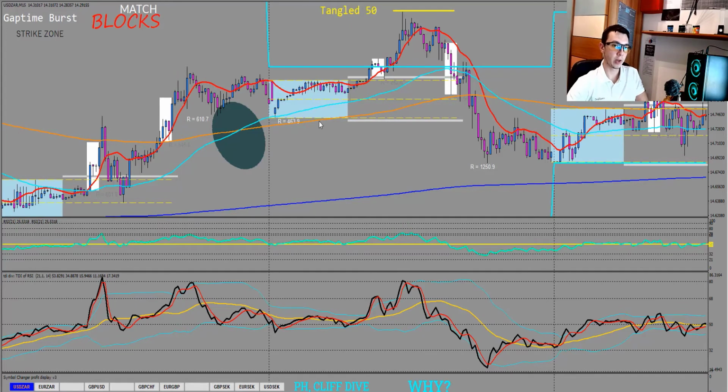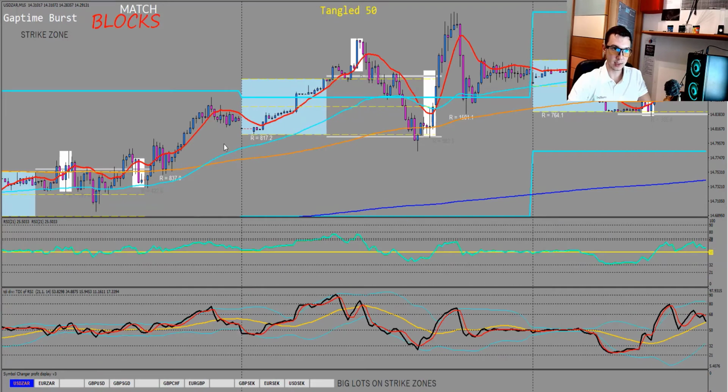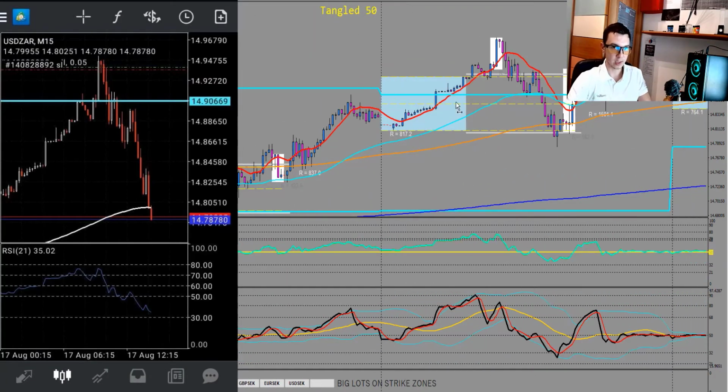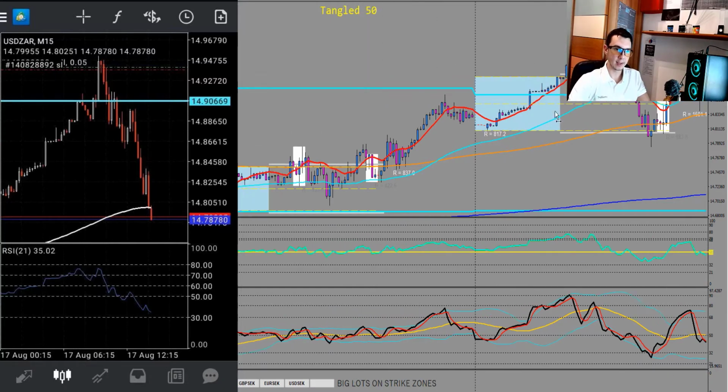However, don't trade everything, guys. You need to be selective about what you trade. And the second trade I want to talk about is this one on the 17th of August. Similar scenario as the previous one.